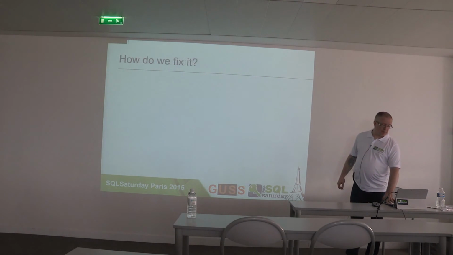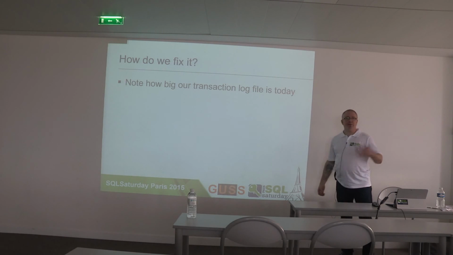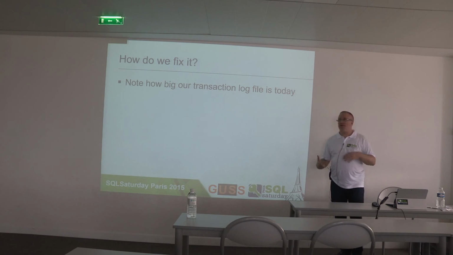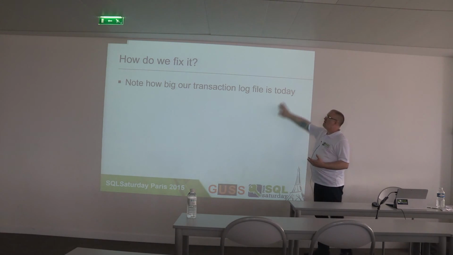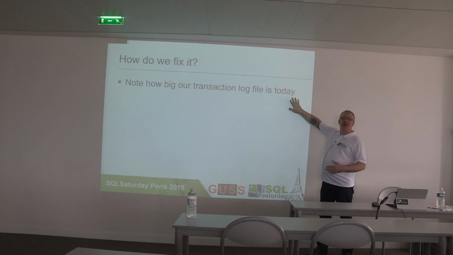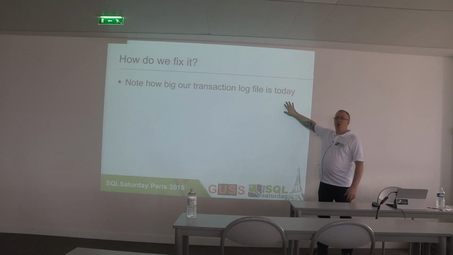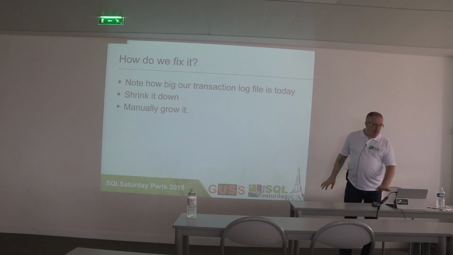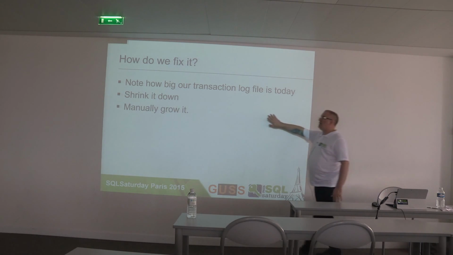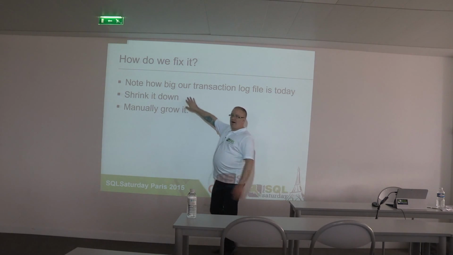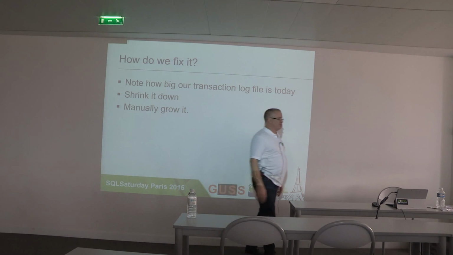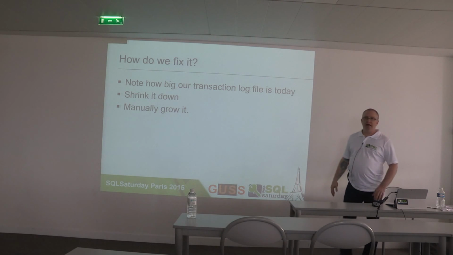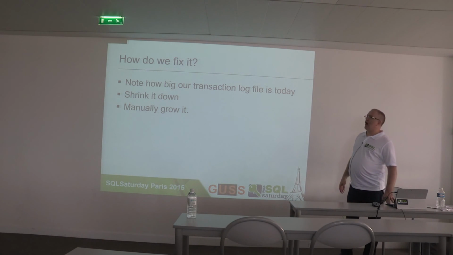Thank you. So, how do we fix a problem with our transaction log file where we've started with that 1 megabyte grow by 10%? First thing you want to look at is how big is your transaction log file today? What we're going to do is shrink it, and then put it back, but we're going to manually grow it. Now, a lot of people will say shrinking is bad. Sometimes they're right, but I wouldn't auto shrink. This is a manual shrink.